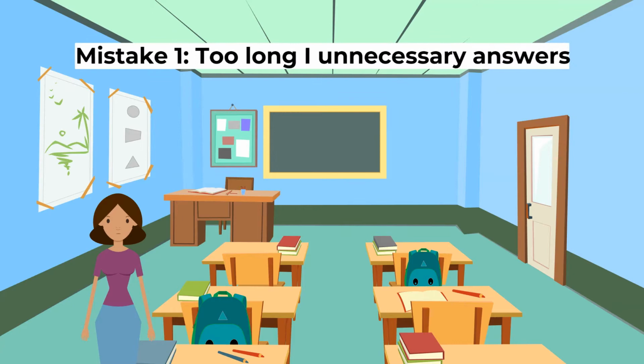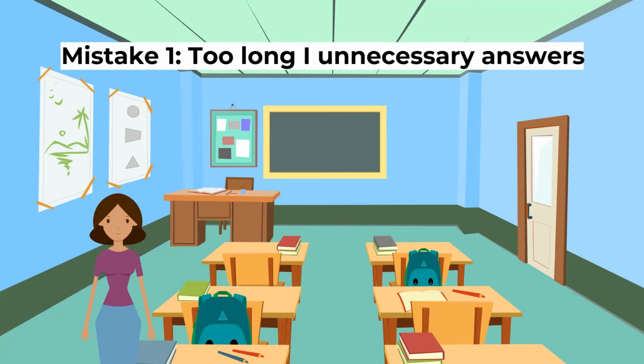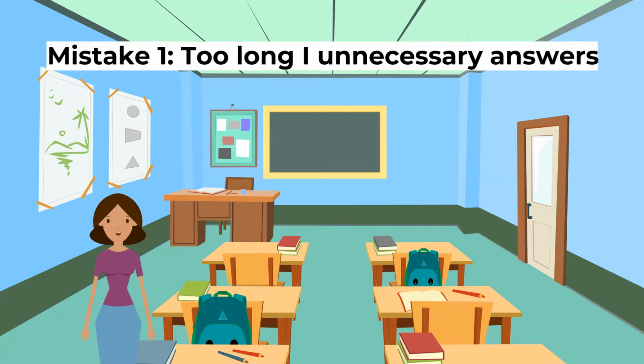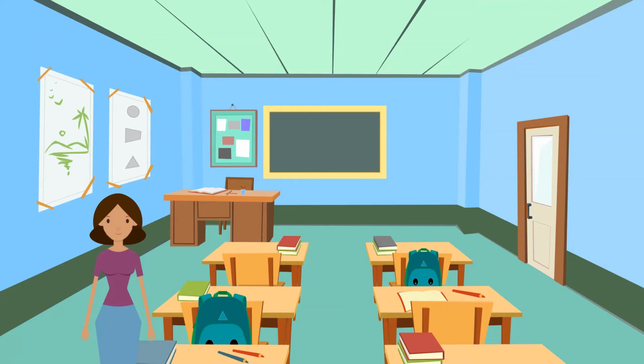Mistake 1. Too long or unnecessary answers. As we have already discussed in our exam tips to score in reading, you should keep your answers short and precise. The examiners want to see that you have understood the questions and are able to give exact, precise answers. Our suggestion: don't give more information or details than you need to. Short answers save you time for other questions.